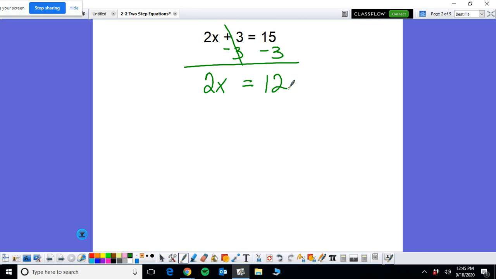The 2 is directly touching the x, which means this is multiplication. So I do the opposite, which is division. The way I like to remember that: to detach a number from a letter, I divide.